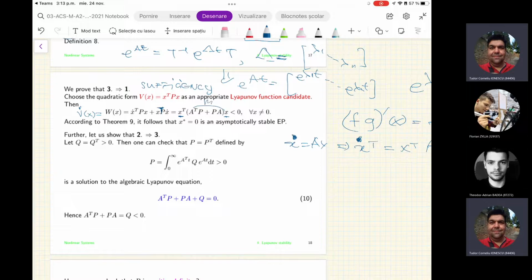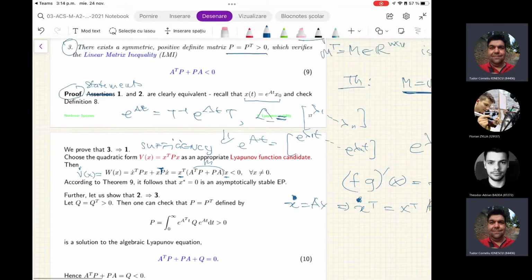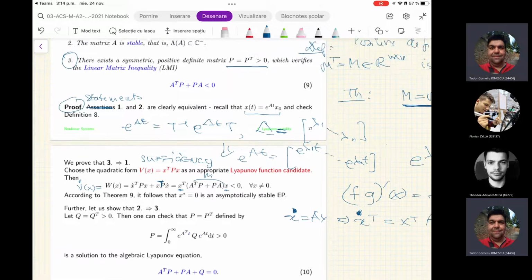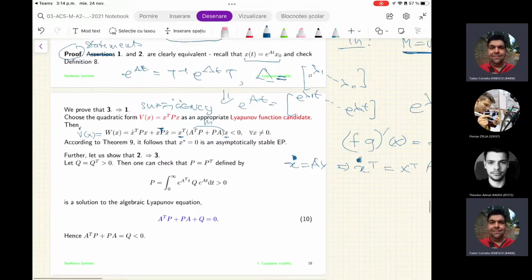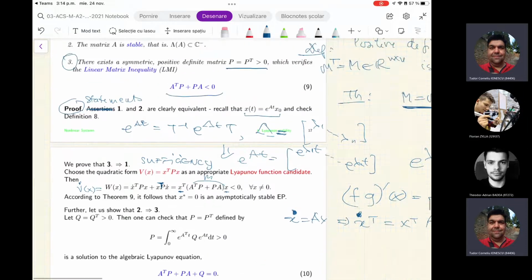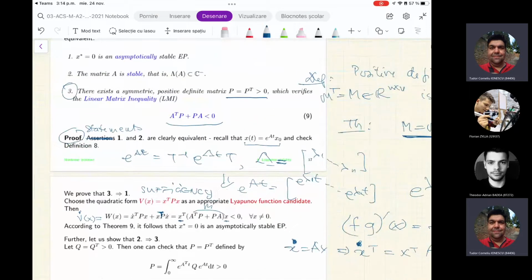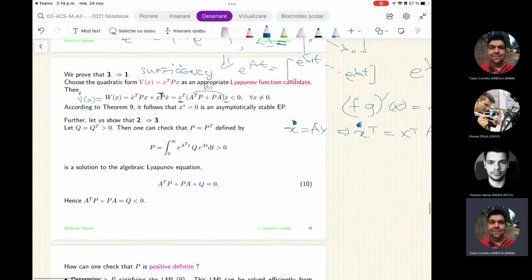So you get x transpose Mx negative definite for all x non-zero. Look what it says here. Yes, this is true. So it means that x star equal to 0 is an asymptotically stable equilibrium point. So sufficiency is very simple, it's straightforward. Now let's prove that 2 implies 3.